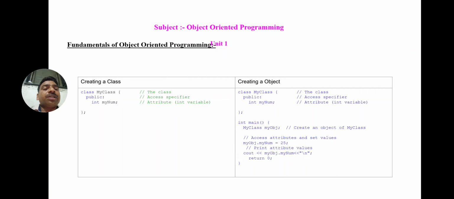So again, we are going to print this value. So cout << myobj.mynum; and return 0. This prints 25 as an output. Okay, I think it is sufficient regarding class and object creation.